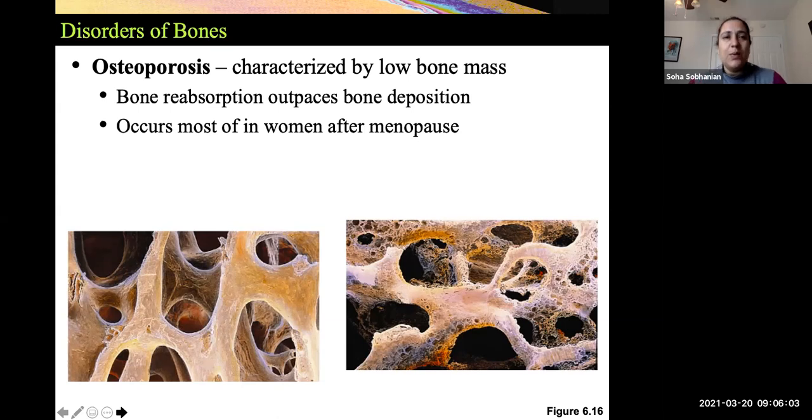Is this making sense? Any questions about the fractures? Any clarification on anything?